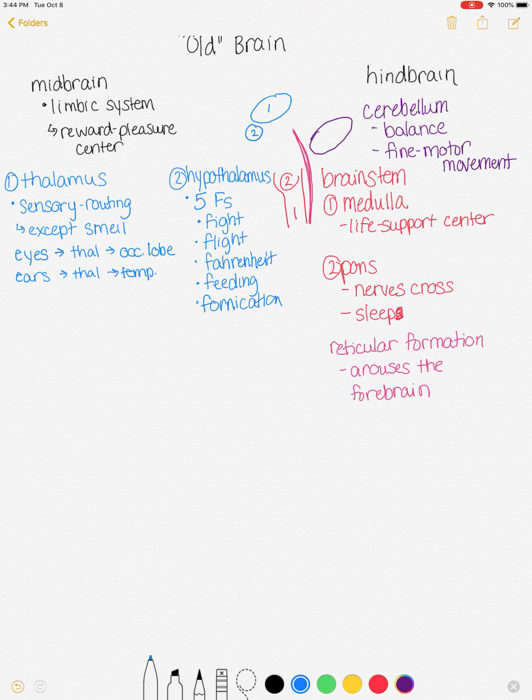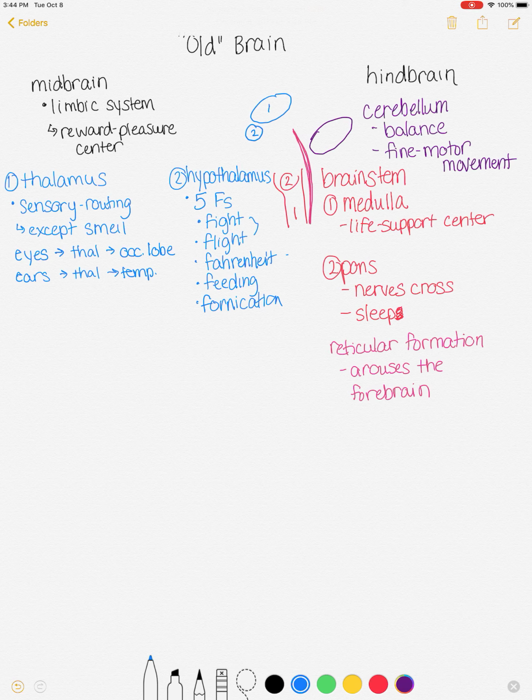Okay, so what does this mean? It's going to regulate the sympathetic nervous system. Fahrenheit means it registers our body temperature. So when I start sweating to cool my body down, that's my hypothalamus. Feeding is going to be reading hormones from the stomach and other organs and let us know when we're hungry and full. And then fornication, it's regulated with sexual behavior. Okay, so those are the 5 F's. So I kind of say them like fight, flight, Fahrenheit, feeding, fornication.